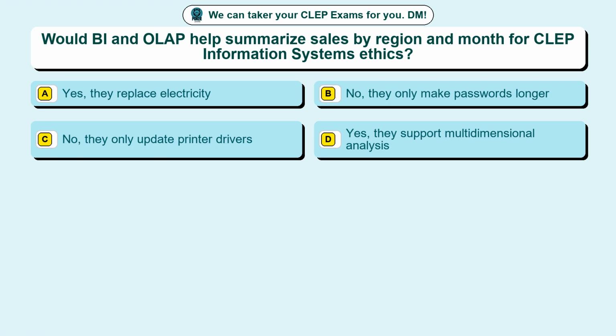Question 9. Would BI and OLAP help summarize sales by region and month for CLEP Information Systems ethics?